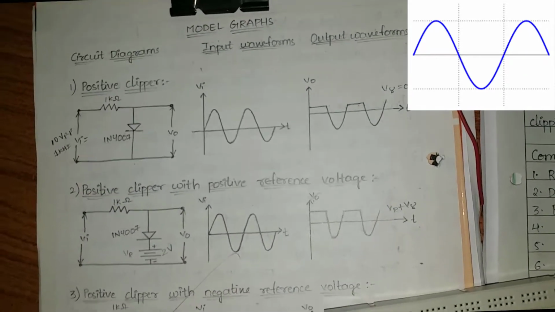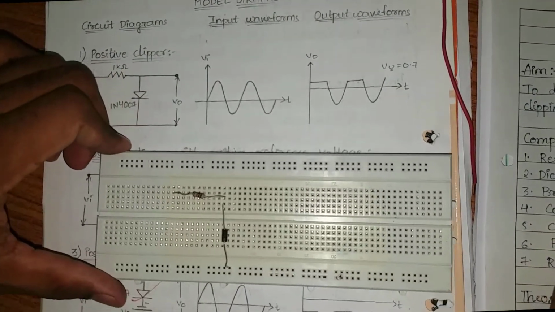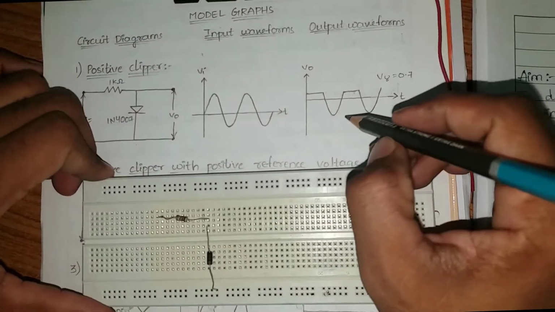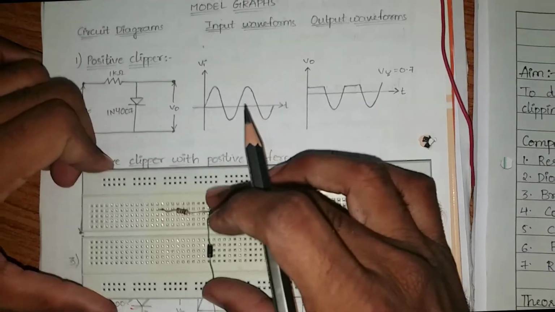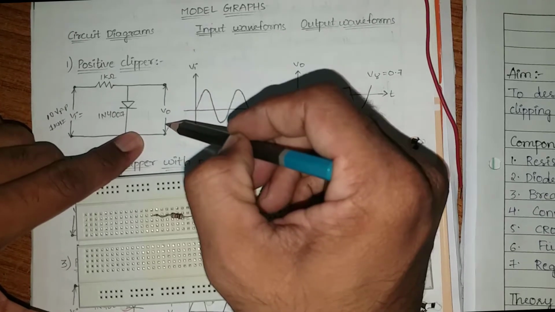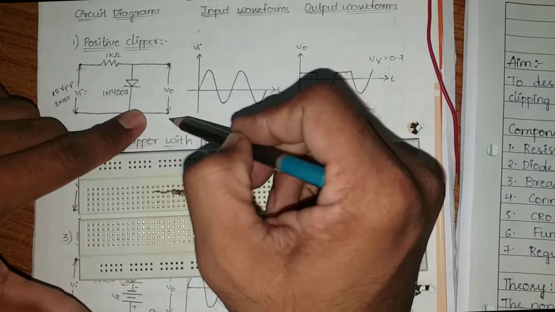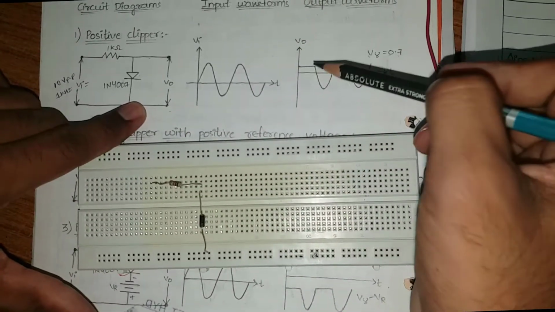First I need to set the input voltage, and after that I can see the output waveform at the output of the circuit. I am going to take the output across the diode, with the help of a CRO probe.